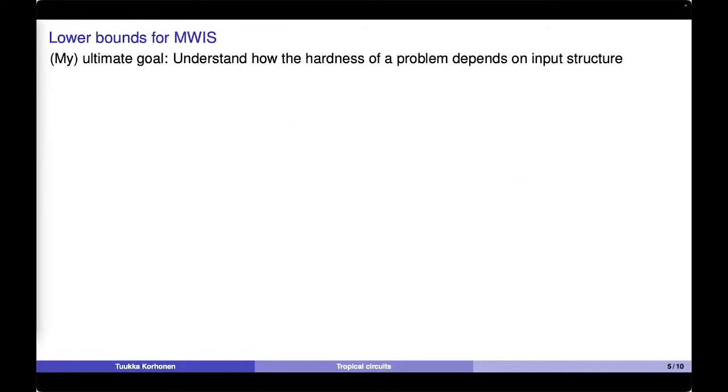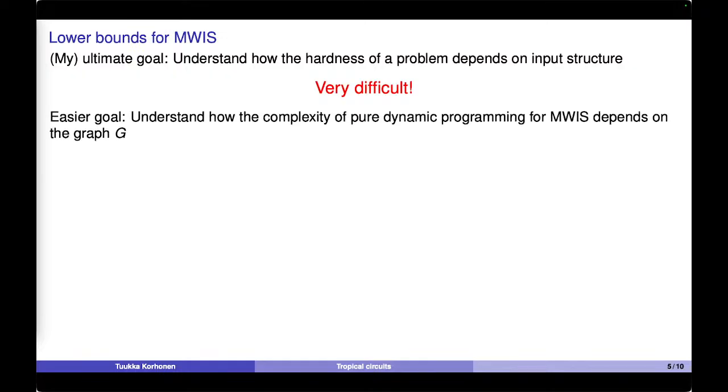And okay, so that's that. Let me say something about what I proved for maximum weight independent sets. At least in my research, my ultimate goal is maybe to understand how the hardness of a problem depends on the input structure. But this is very difficult, even if we assume all kinds of complexity assumptions like the exponential time hypothesis and so on. But maybe an easier goal would be to understand how the complexity of pure dynamic programming for maximum weight independent set depends on the graph G.